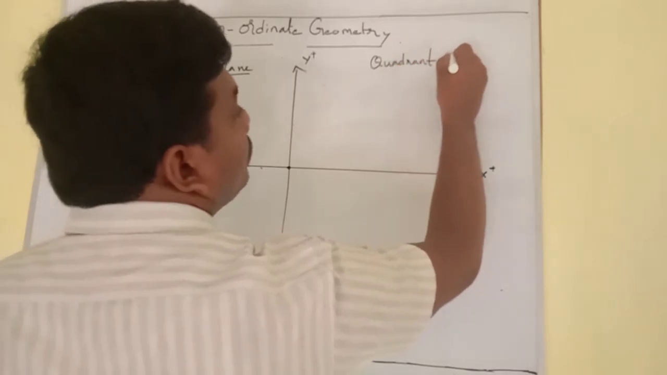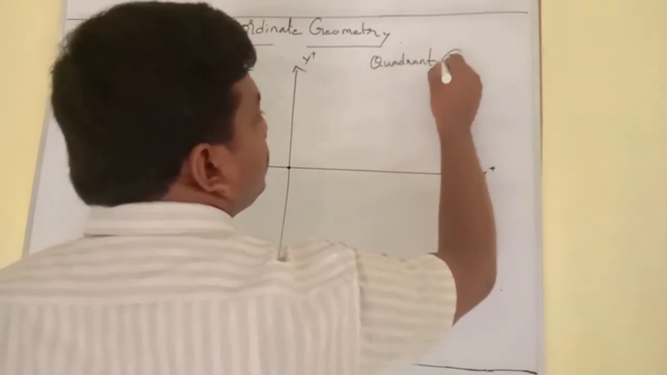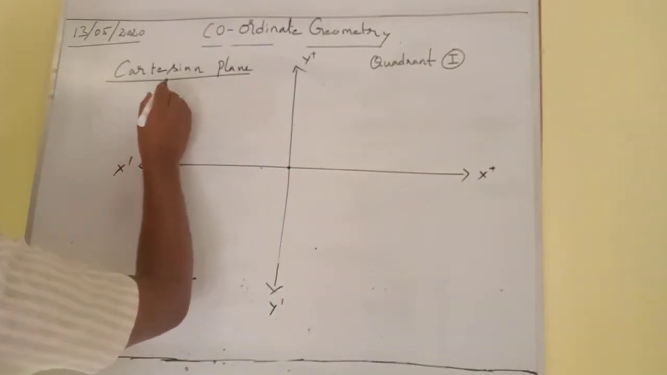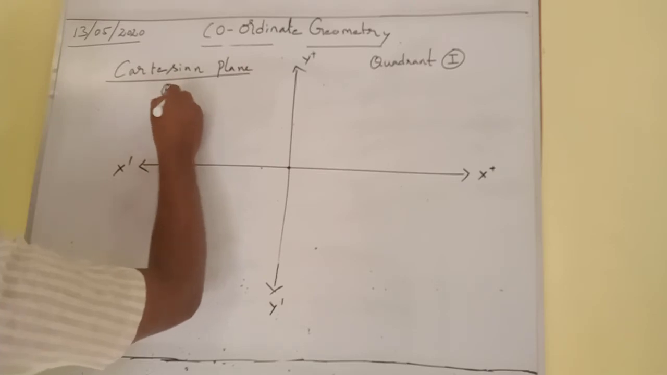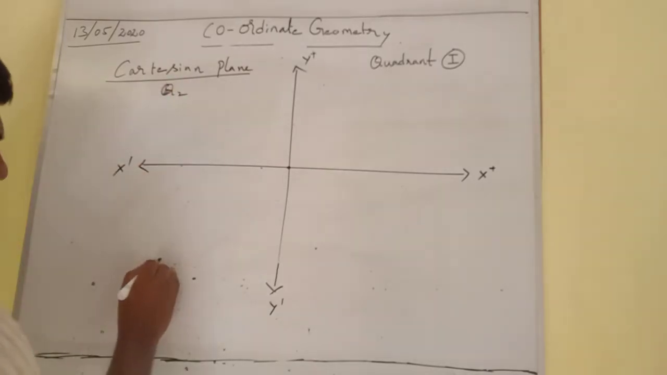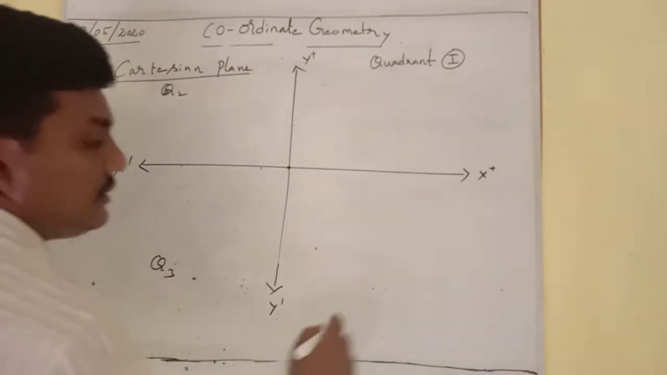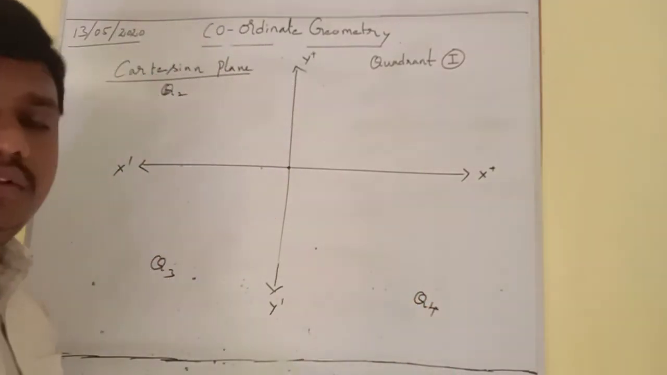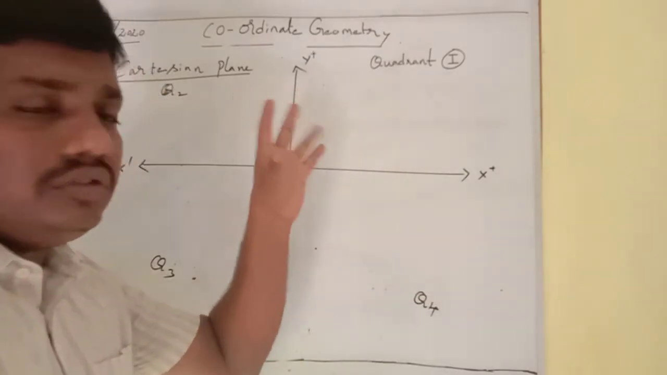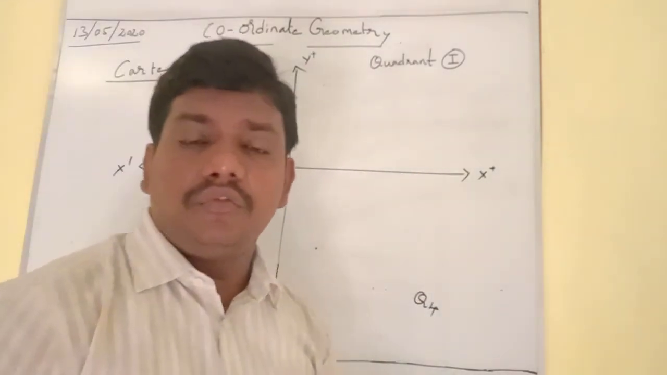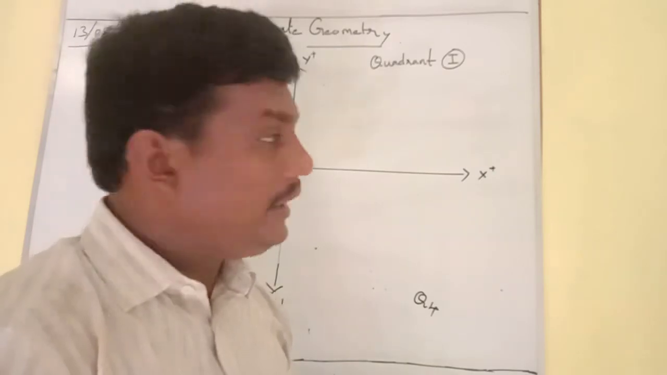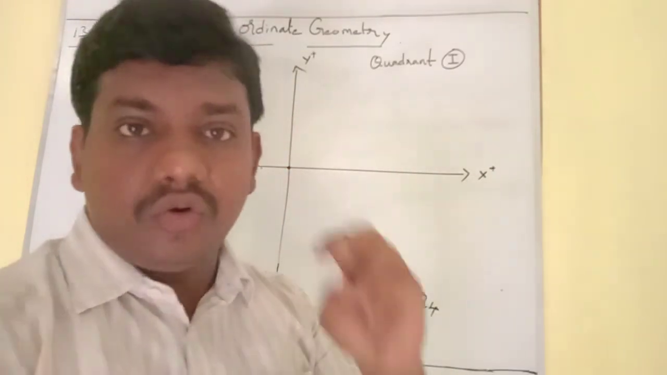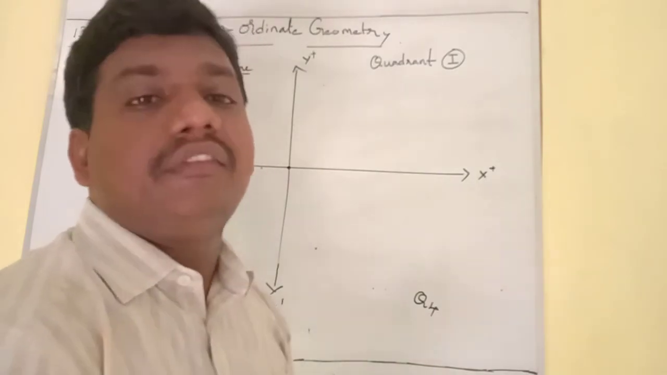Quadrant 1. This is the first quadrant. This is the second quadrant, or quadrant 2, Q2. This is quadrant 3. This is quadrant 4. By using these quadrants, we can estimate, by just looking at a point, which quadrant the point belongs to. So that is an easy identification of location.